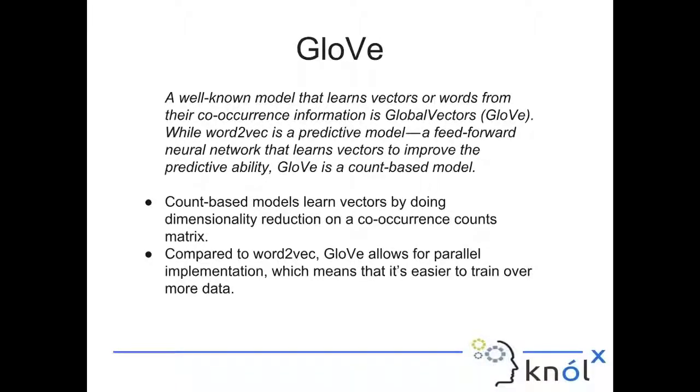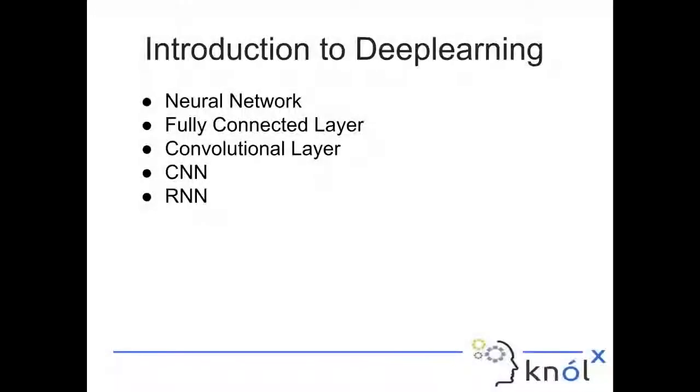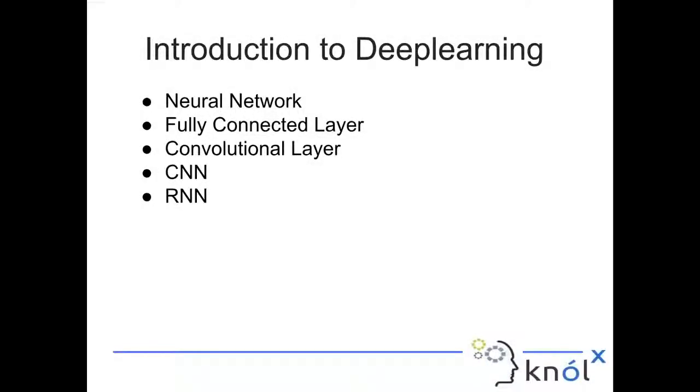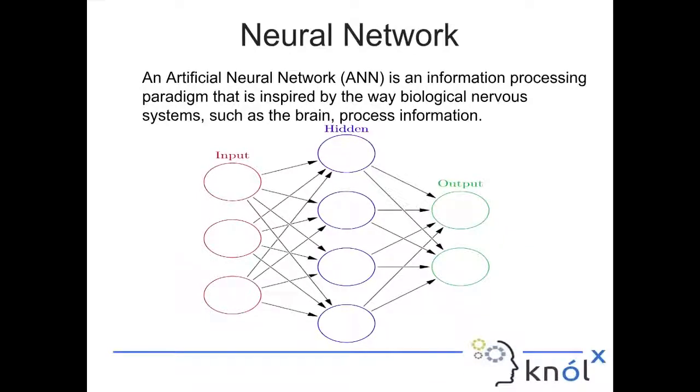So it creates a co-occurrence matrix which is already present, right? So now we have these models, right? All these models belong to what? Deep learning. So what is deep learning? Do you guys know what a neural network is? Okay. So a neural network is an information processing paradigm that is inspired by the way biological nervous systems, such as the brain, process information.